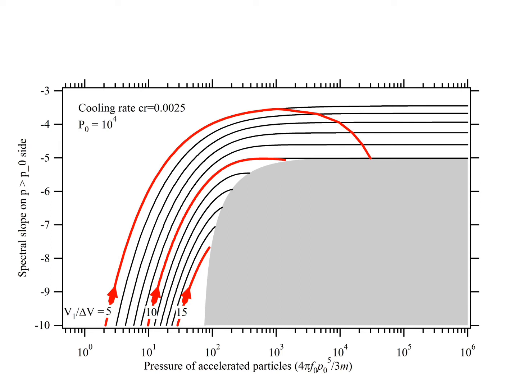And if it's the right amount of plasma turbulence amplitude, the particles will increase their slope and increase their pressure to the right amount, so eventually it reaches the p to the minus 5 spectrum.